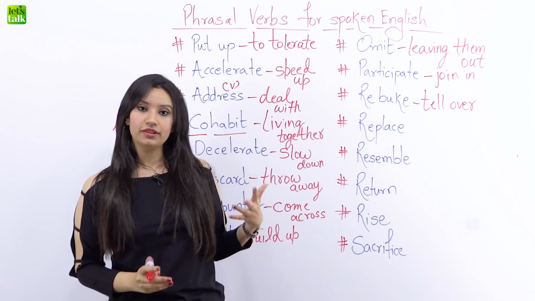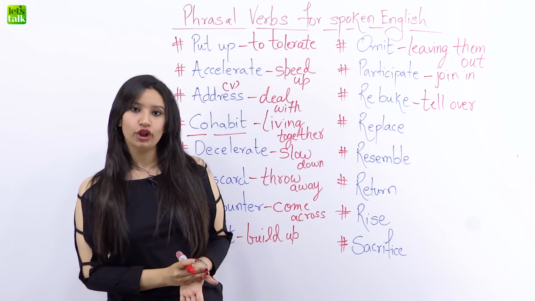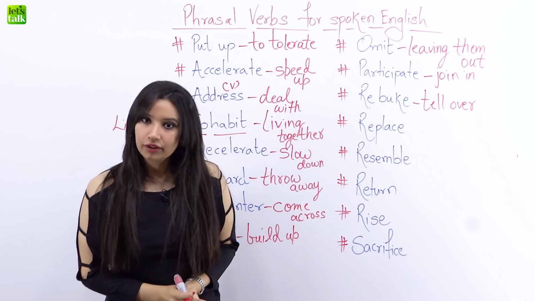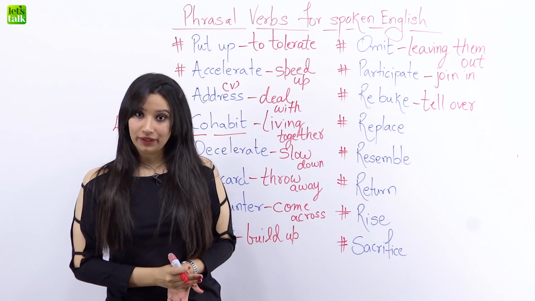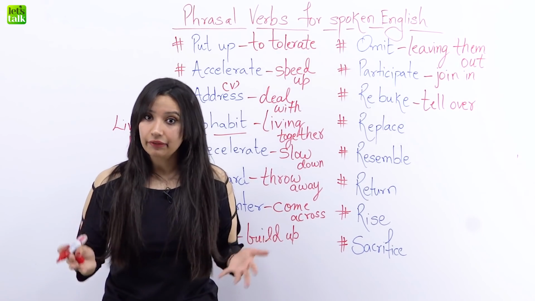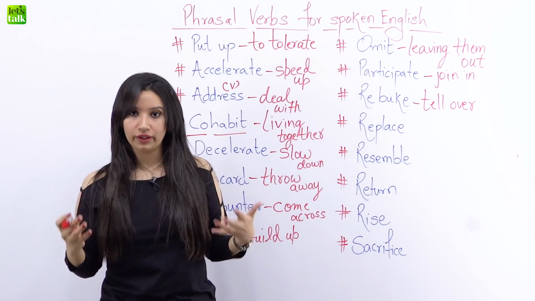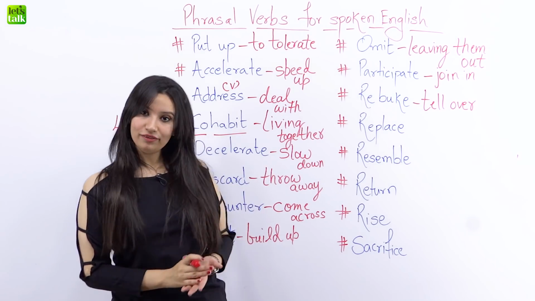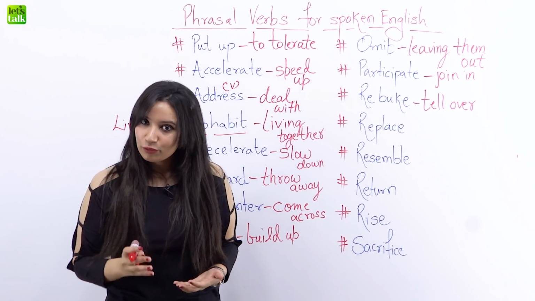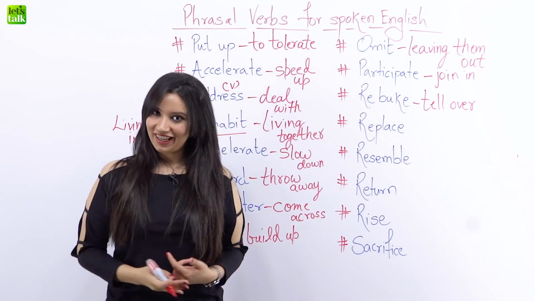Okay, so now you want to use it in a sentence. You could say that the teacher told over Mark for talking in the class, which means that she spoke very angrily to Mark for talking in the class. I'll repeat myself. The teacher told over Mark for talking in the class.